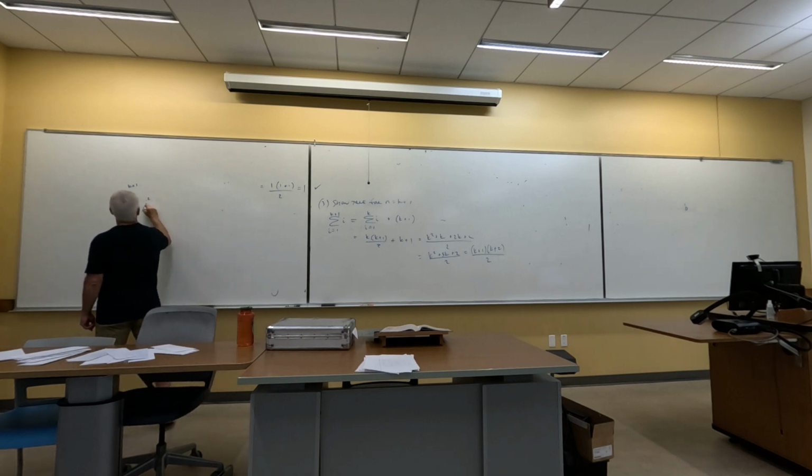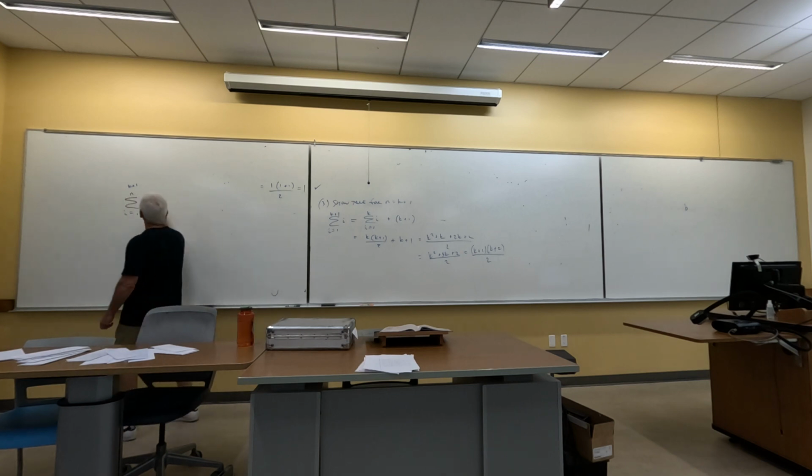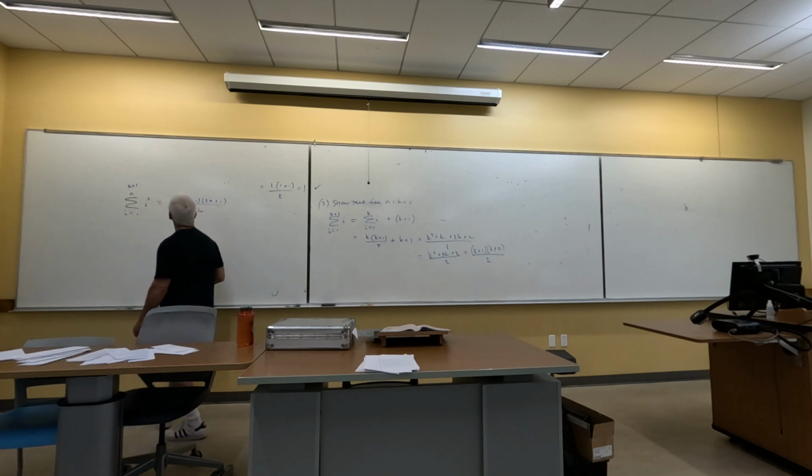What if I wanted to do the sum of i squared? Ooh, that one's a little bit achy. That's n times n plus 1 times 2n plus 1, over 6.